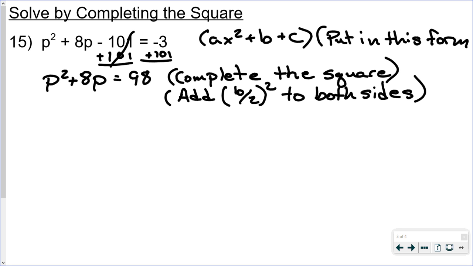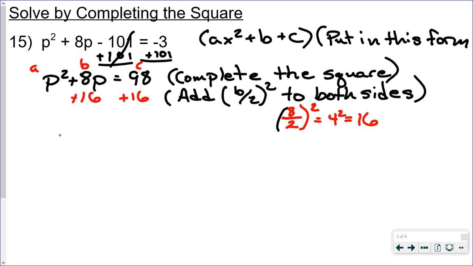So we're going to add (b over 2) squared to both sides of this equation. The a value is 1, the b value is 8, and this is your c value. So I'm going to do 8 over 2 to the second power. That's 4 to the second power, which is 16. So I'm going to add 16 to both sides of this, and this is called completing the square.